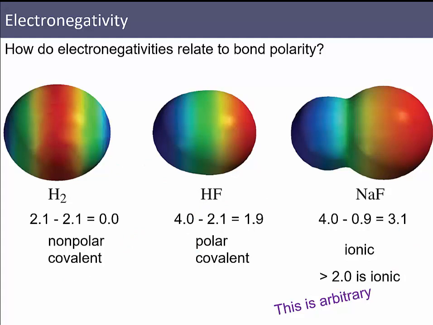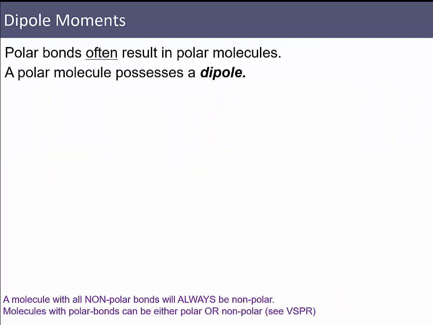So now we have got two ways to take atoms and put them together, right? We've got the tools to stick atoms together. Once we start sticking atoms together, we are able to make molecules, right? So once we put two atoms together, we got a molecule. Just like we've got a polar bond, we can sometimes get polar molecules. Polar bonds often result in polar molecules. A polar molecule is something that possesses a dipole.